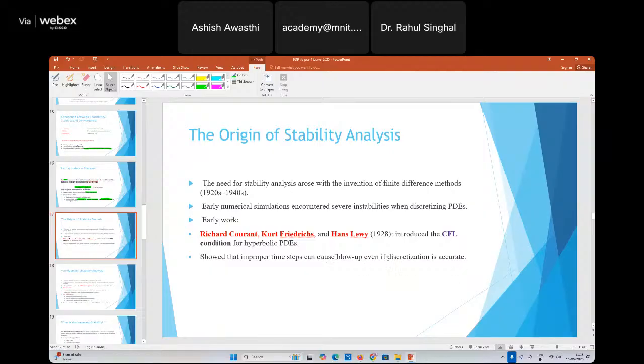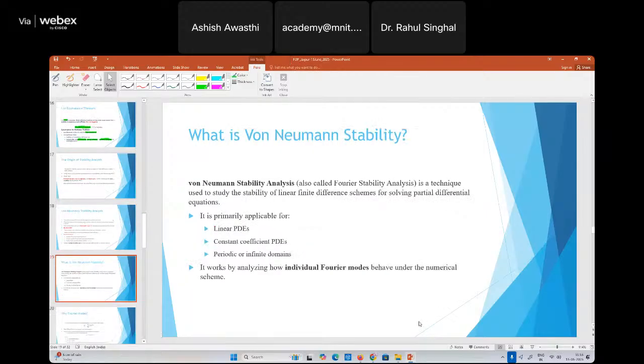Even though the discretization is perfect, you still see that choosing the time step size is very, very important. That is the thing they analyzed, and then it came to the general people and scientists. In front of scientists, they put these needs, and then people started working.